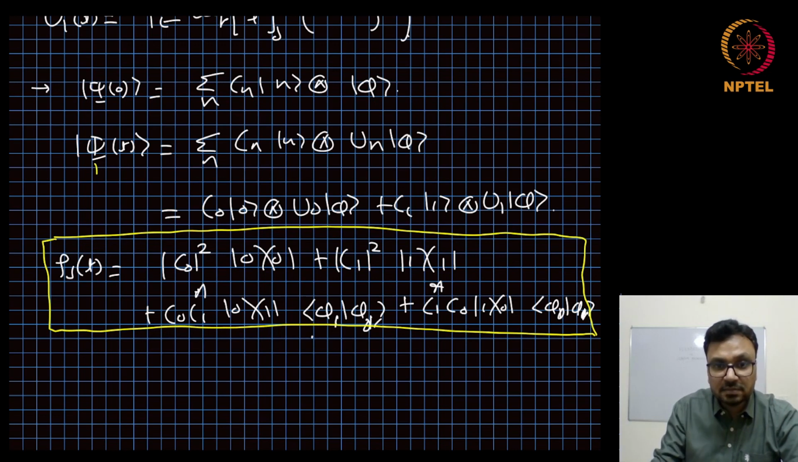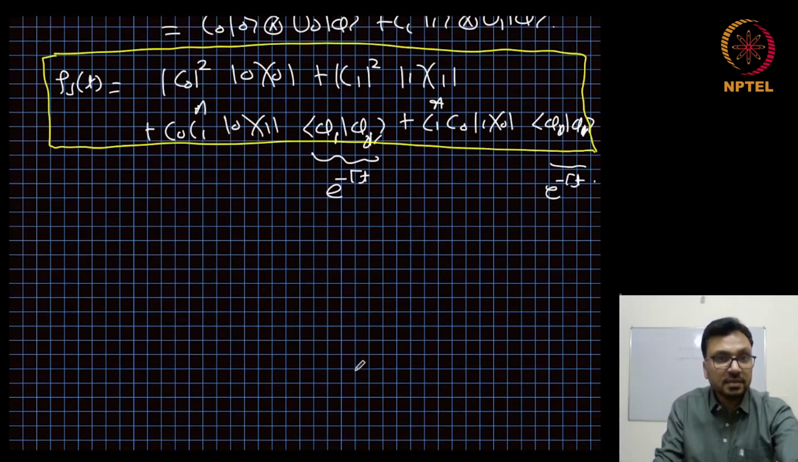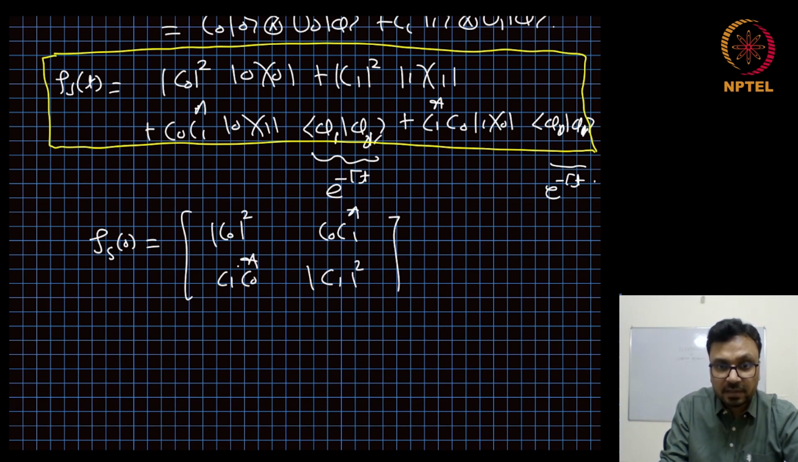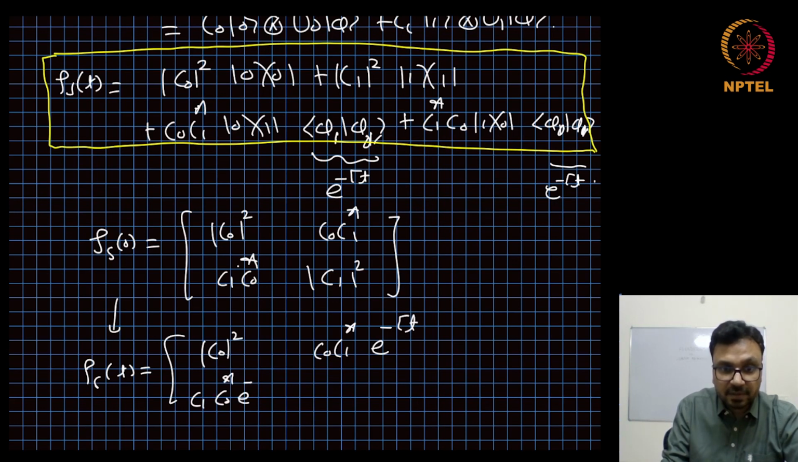and typically this is given by exponential of minus gamma t. So this is also exponential of minus gamma t, where gamma is the decay rate. So if our state ρ_s at 0 was |c_0|², c_0 c_1*, c_1 c_0*, and |c_1|², it will go to ρ_s at time t as |c_0|², c_0 c_1* exponential of minus gamma t, c_1 c_0* exponential of minus gamma t, and |c_1|².